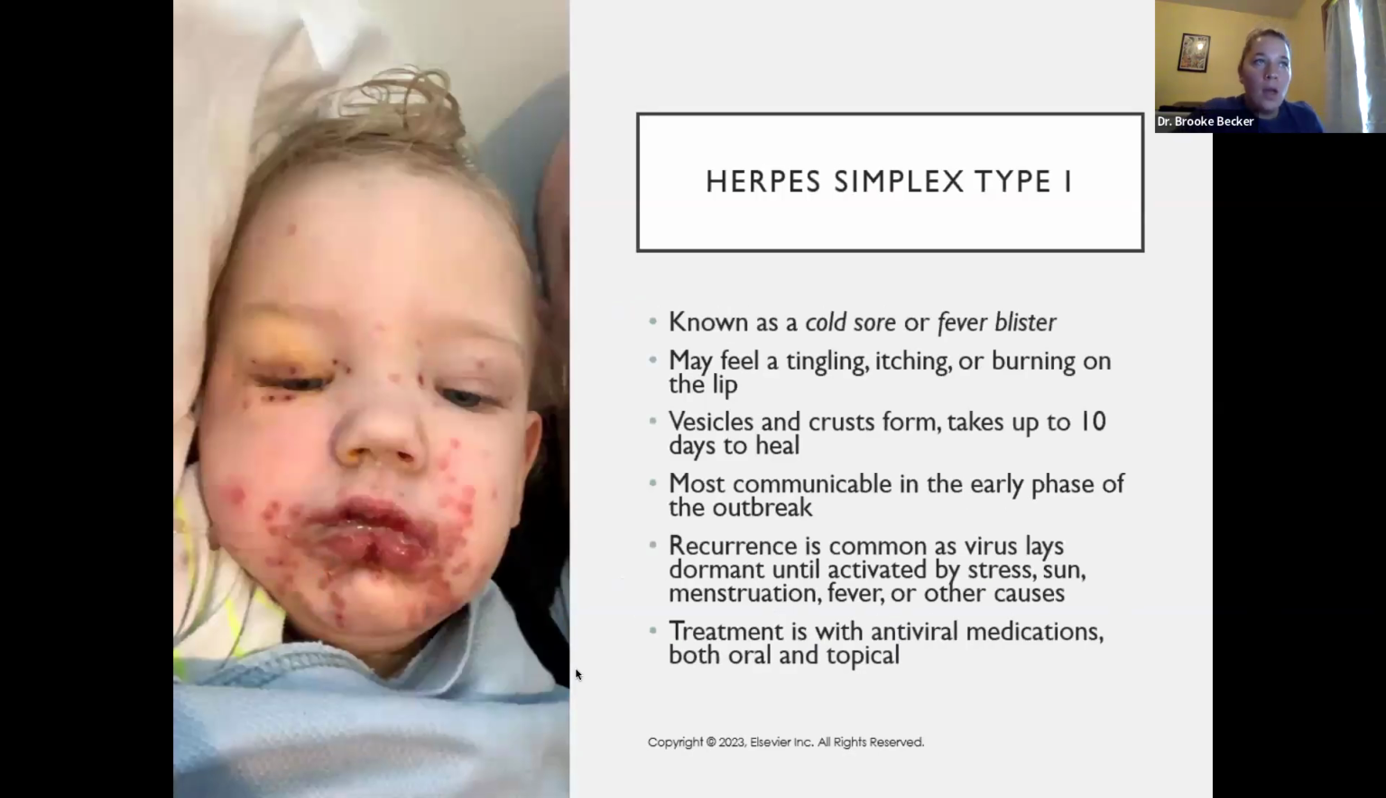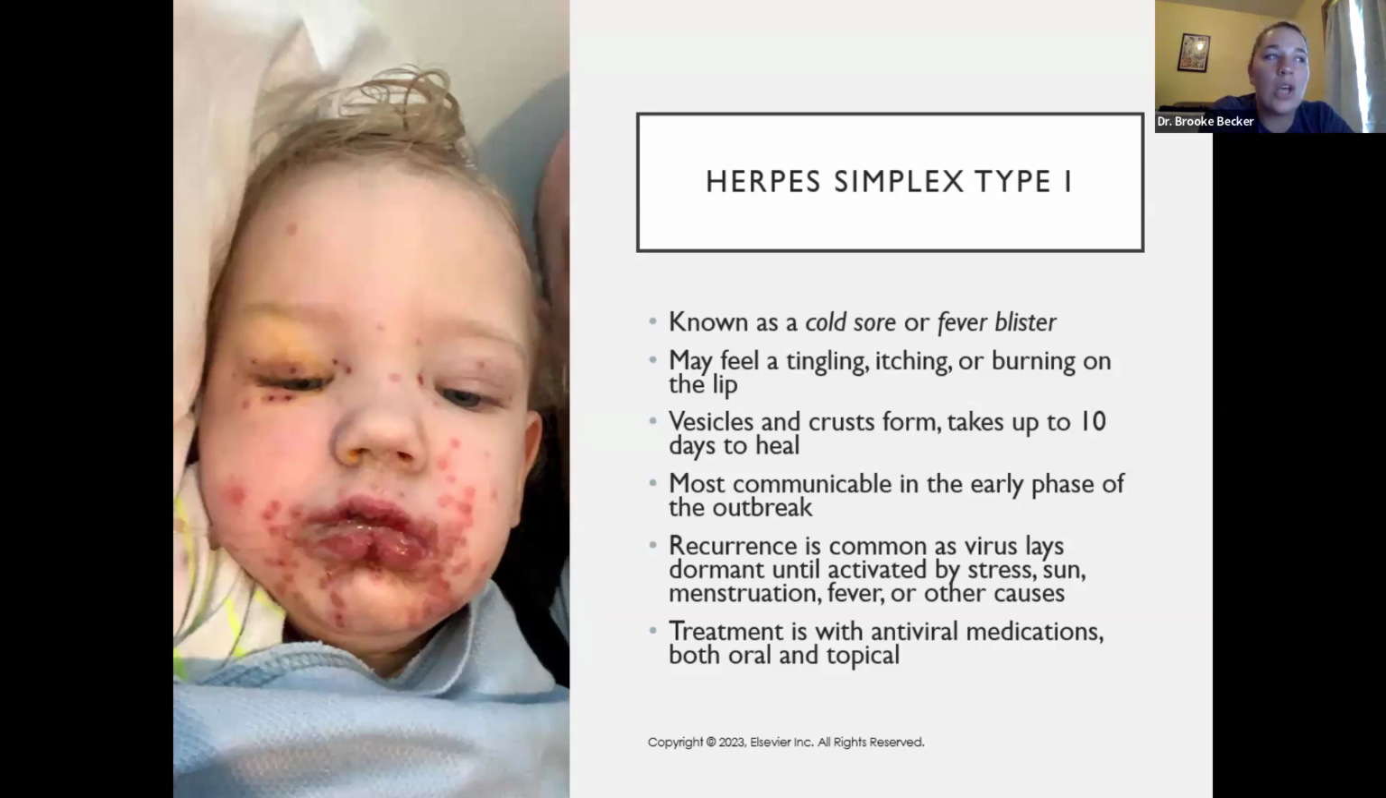All right. Herpes simplex type 1. So this is most common on the face. This is the most common cause of cold sores, or you'll hear fever blisters. A lot of times it's communicable. A lot of times kids get these from their parents or from other people they've come into contact with who had a cold sore, who had an HSV flare up.